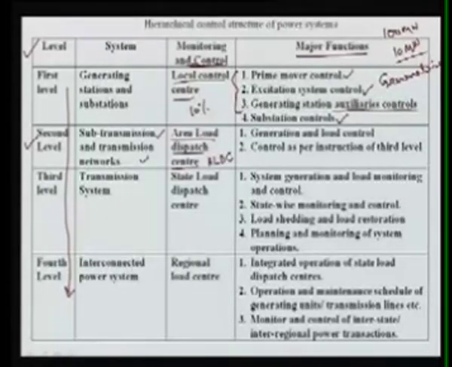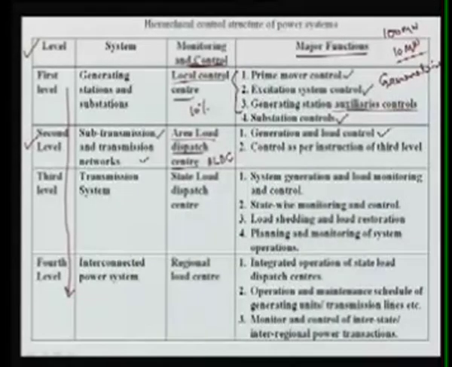So the major function of ALDC is generation and load control. Means here we control the generation so that we can meet the demand. At the same time, we have to go for load control as well, so that we can match generation and load together, so that we can maintain the frequency and operate our system smoothly.